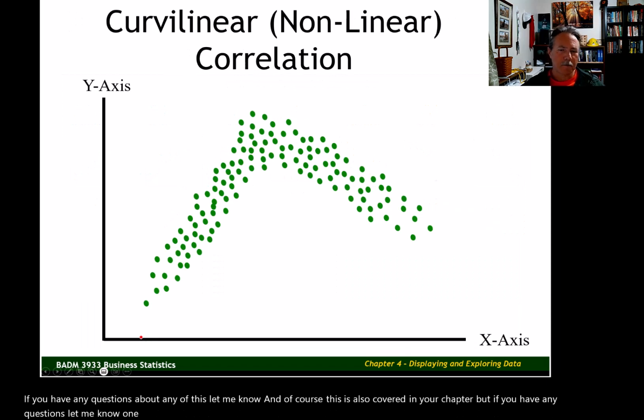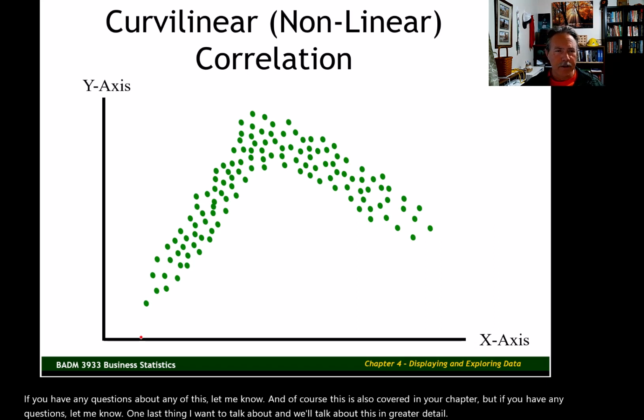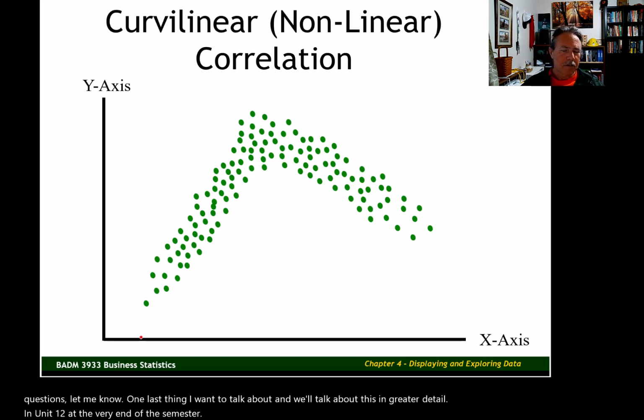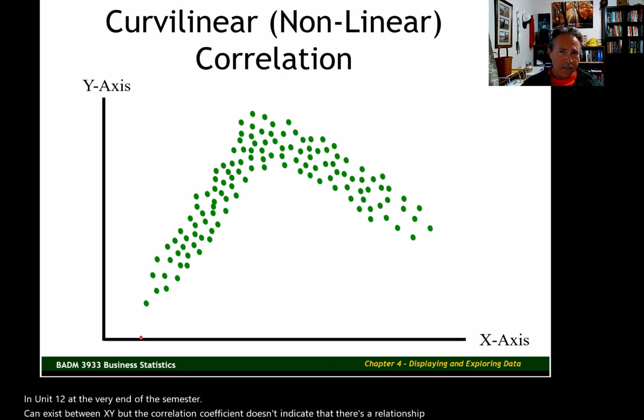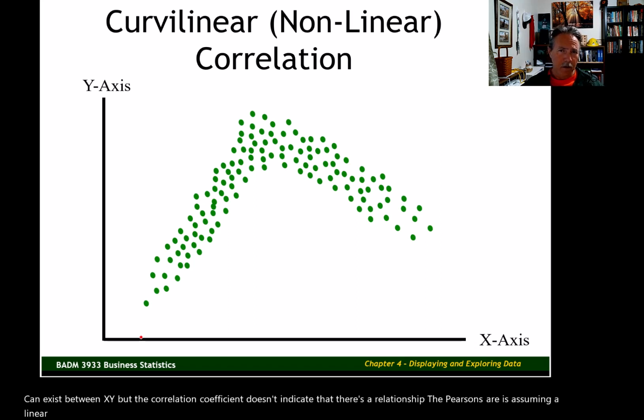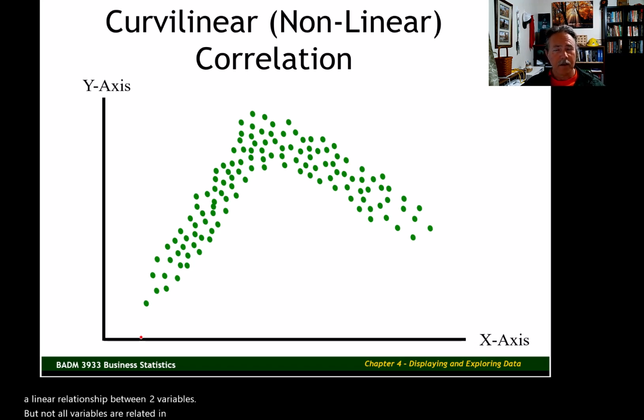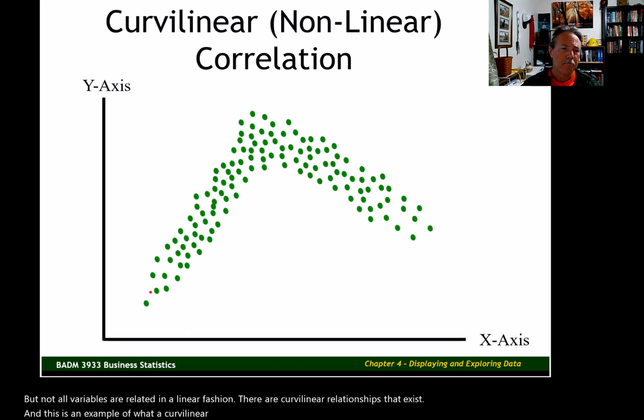One last thing I want to talk about, and we'll talk about this in greater detail in Unit 12 at the very end of the semester. Relationships can exist between X and Y, but the correlation coefficient doesn't indicate that there's a relationship. The Pearson's r is assuming a linear relationship between two variables. But not all variables are related in a linear fashion. There are curvilinear relationships that exist. And this is an example of what a curvilinear relationship might look like in a scatter diagram.